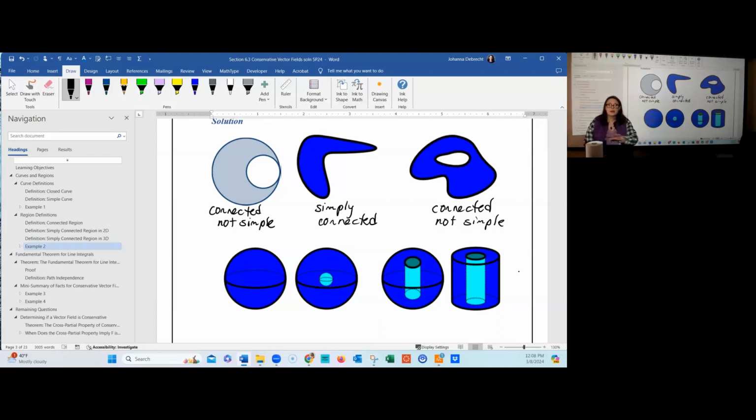Is it simple? For a three-dimensional region, what we're looking for is a hole that goes all the way through from one edge to the other, so that you could fly through the hole and never touch your region. In that case, it would not be simple. However, there's no hole that tunnels all the way through this three-dimensional basketball. That makes this three-dimensional basketball simple and connected, or simply connected.